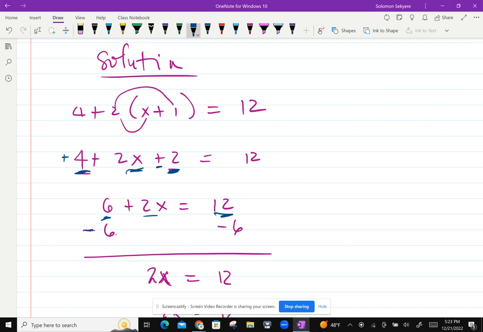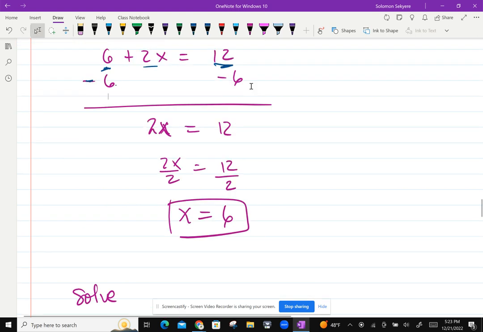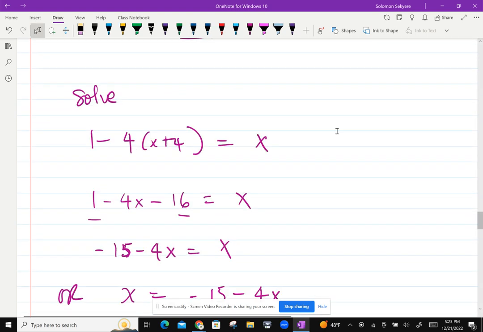Okay, and then you have 2x equals 6. And then how do we find our variable? By dividing both sides by the coefficient, and then we say x equals 3. That's our answer. Okay, let's do another one.